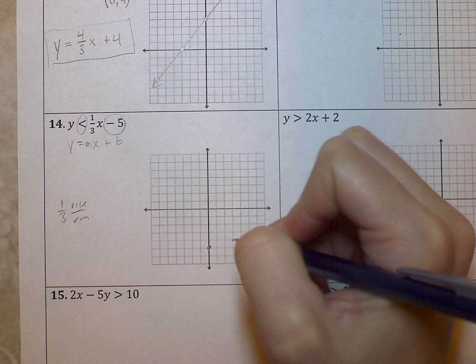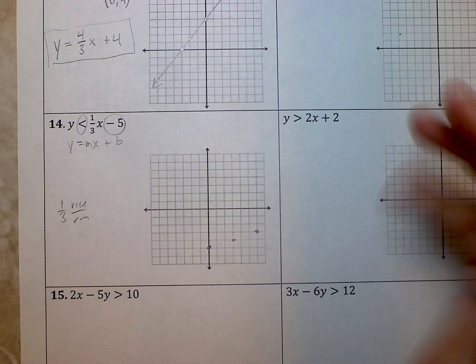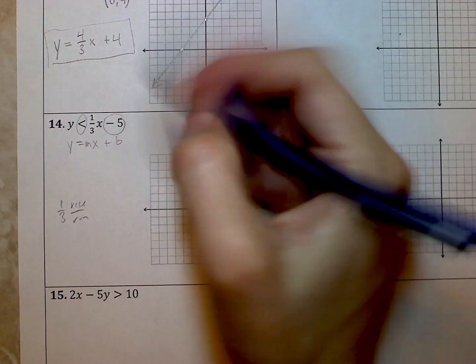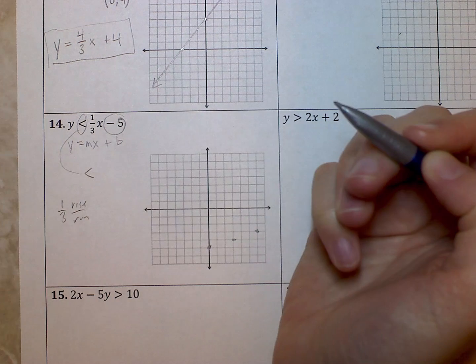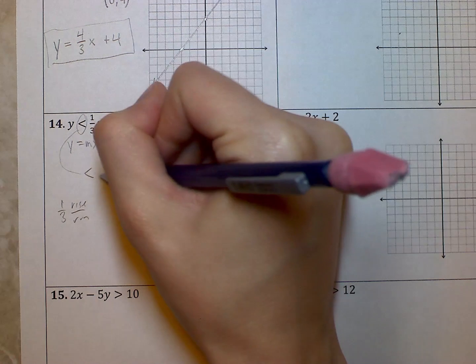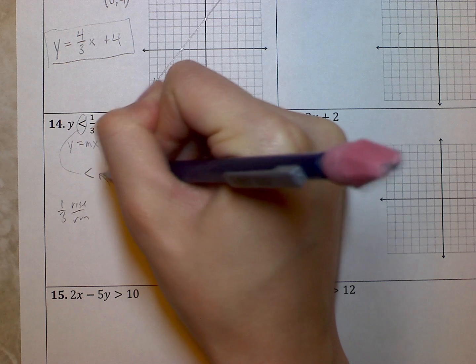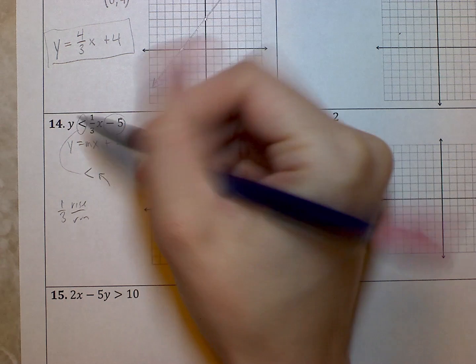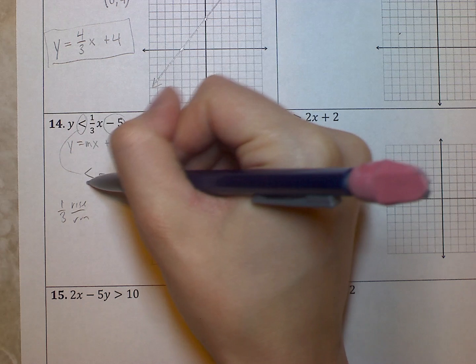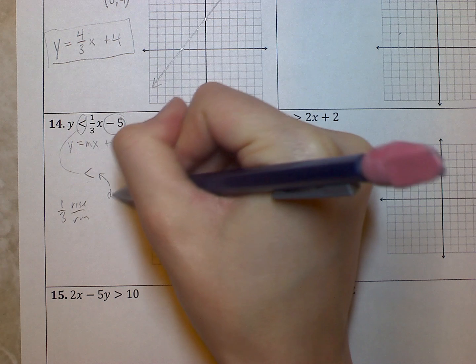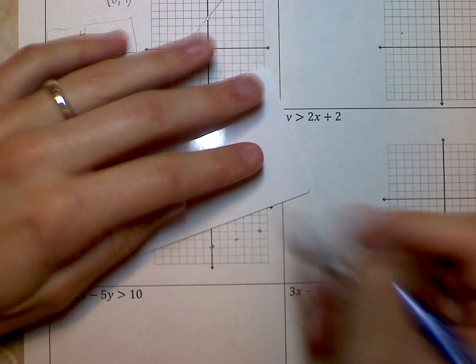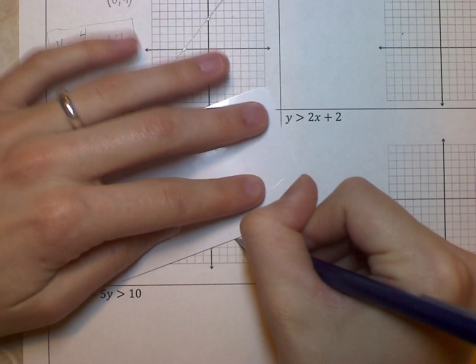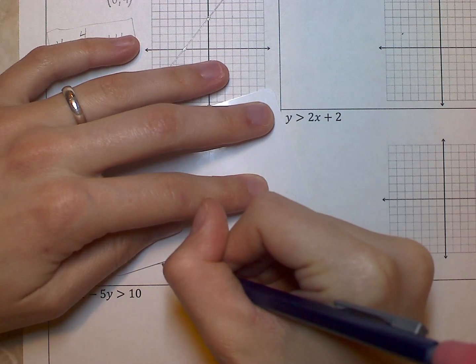But now is the point where I stop and I say, okay, I have an inequality, not an equation. So what does this symbol mean? Well, this symbol means less than. And remember that if it doesn't have that line underneath, if it's not less than or equal to, I use a dotted line. Okay, so first I'm going to draw this as a dotted line.